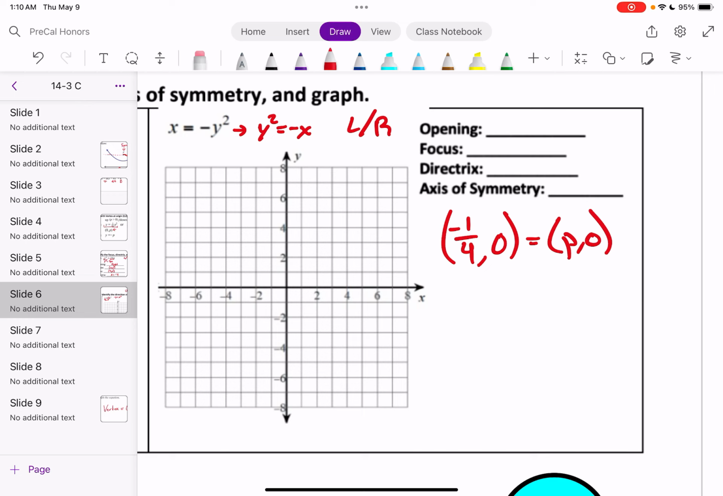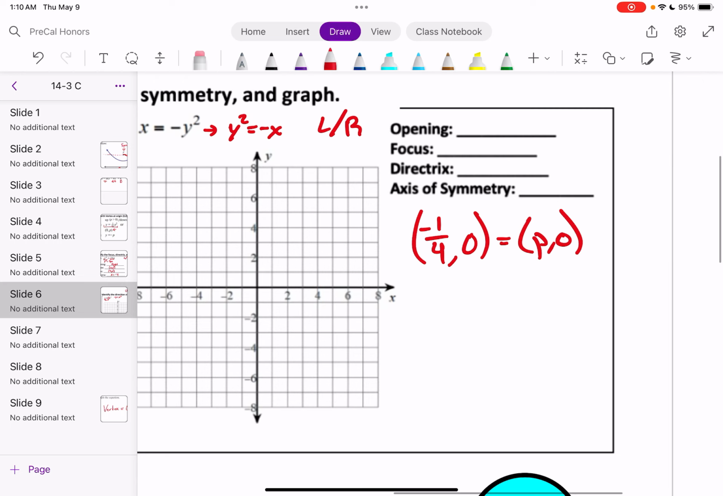Our directrix, let me see. Our directrix would be y is equal to 1/4, and the axis of symmetry would be on the y-axis. Opening in this case would be down because of the y squared.